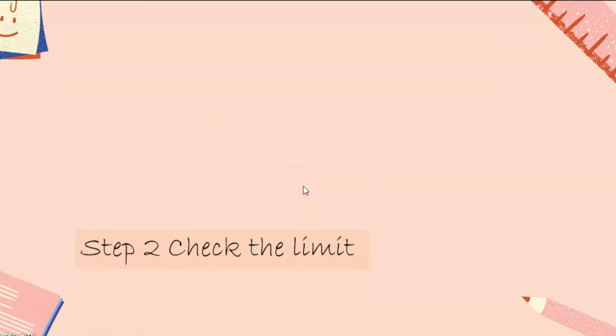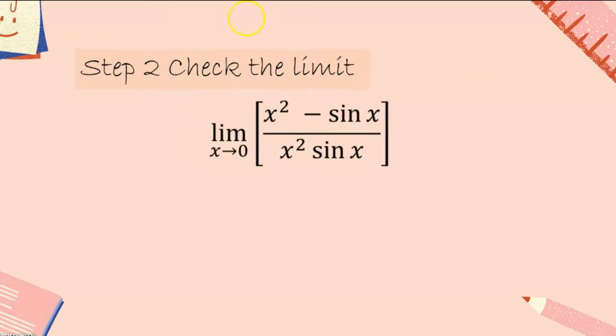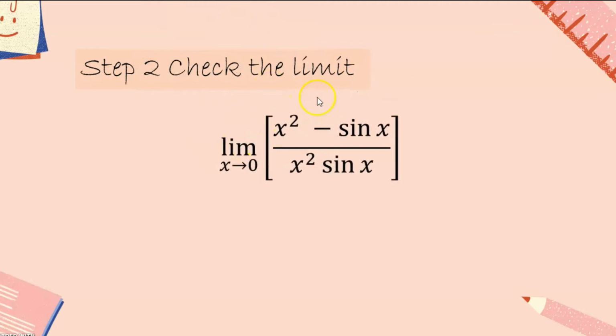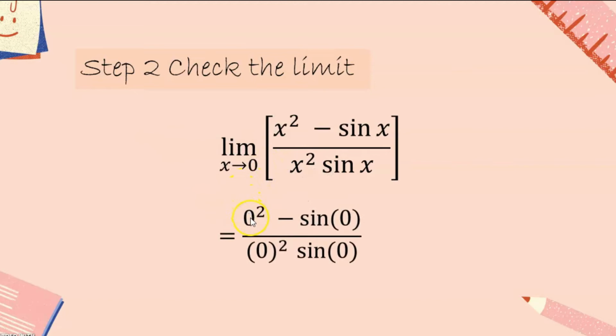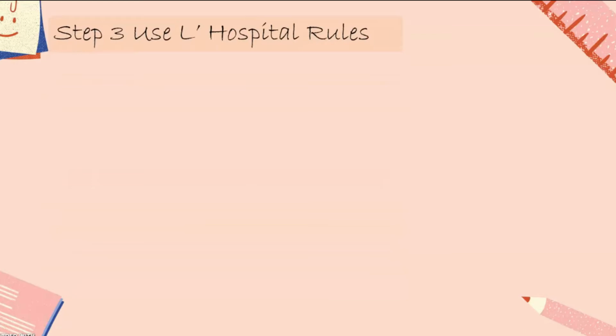Step 2 is we have to check the limit, whether we get 0 over 0 or infinity over infinity. For the limit as x approaches 0, we insert x equal to 0, and then we get 0 over 0. When we get 0 over 0, we have to use L'Hospital's rule as step 3.